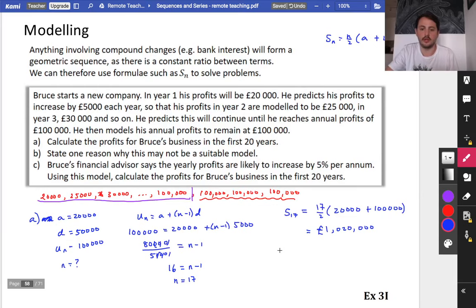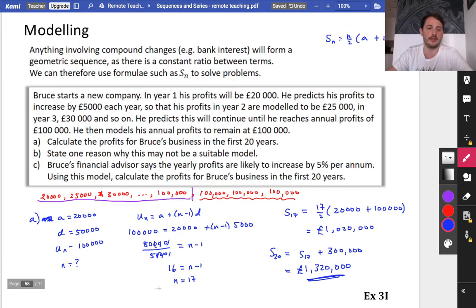1,020,000. So then the sum of the first 20 years will be the sum of the first 17 years plus 300,000, which is this extra £300,000 he makes in years 18, 19, and 20. So I'm just going to add 300,000 to that amount, and the total amount of money that he makes is £1,320,000. Notice how in this one we needed to use the sum because it wanted to calculate the profits for his business in the first 20 years. So it's adding up all of those profits together.